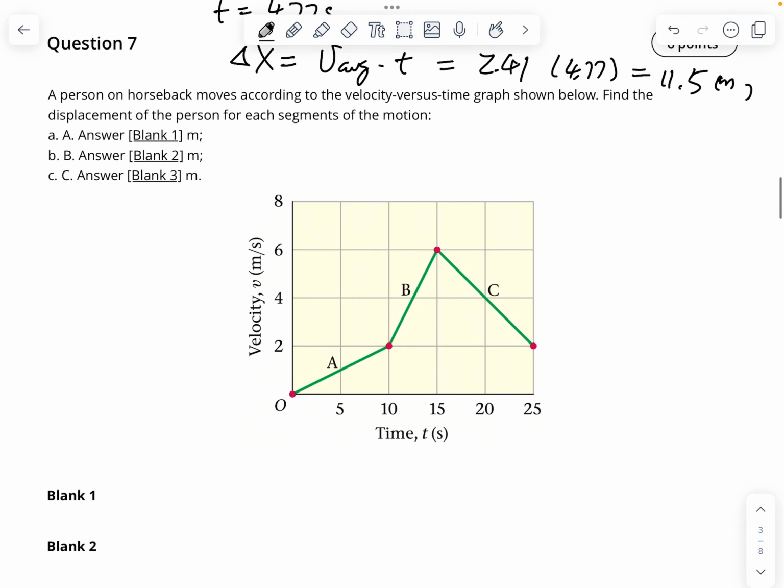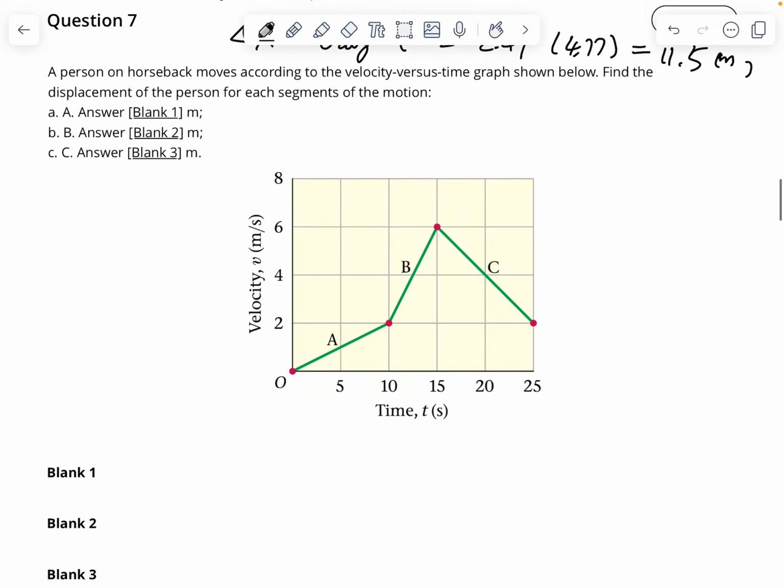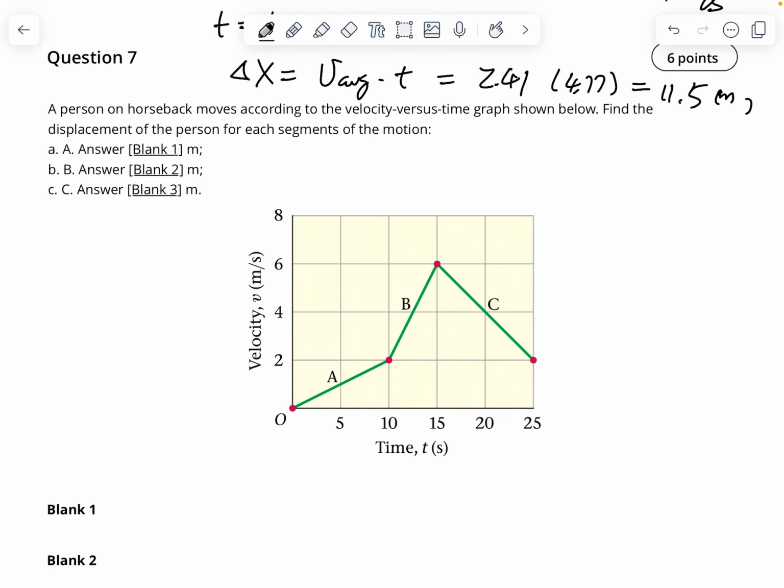Okay, number 7. A person on horseback moves according to the velocity versus time graph shown below. Find the displacement of the person for each segment of the motion. What we know here is the velocity versus time graph.